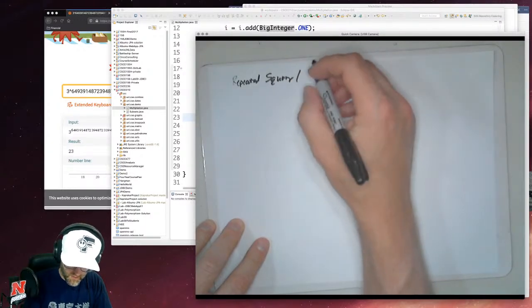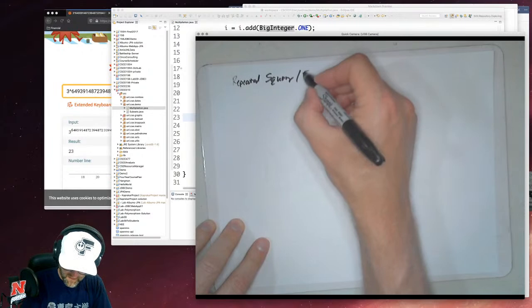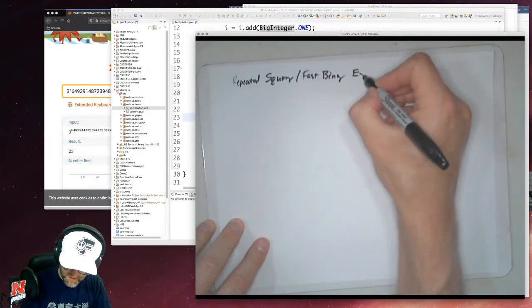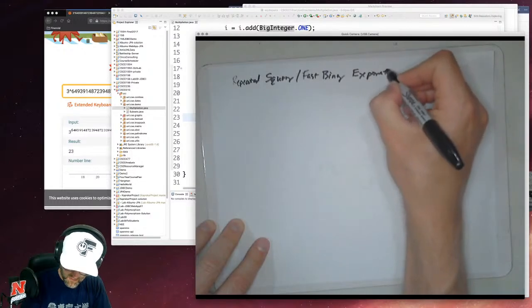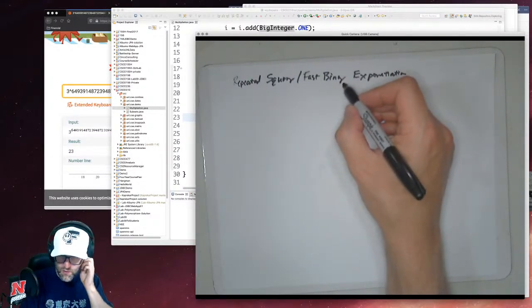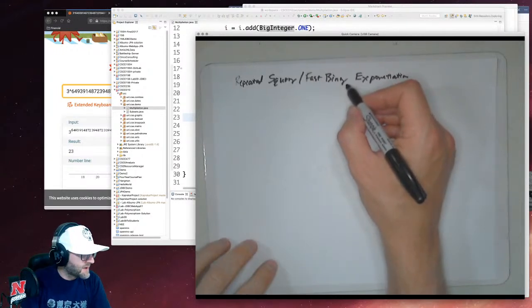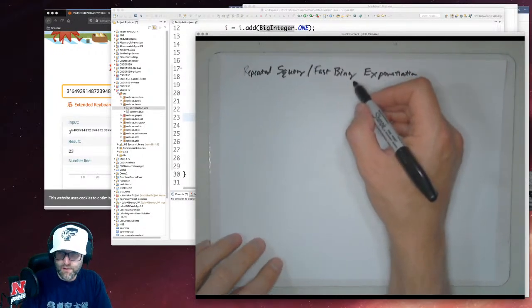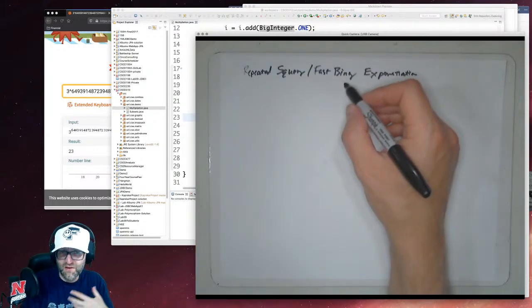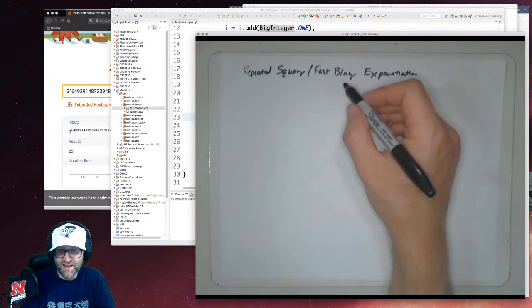This is also called repeated squaring or fast binary exponentiation. Binary exponentiation because, of course, we're using the binary representation of a number. We could use a ternary and then instead of squaring things, we could cube things instead, but that's weird, right?